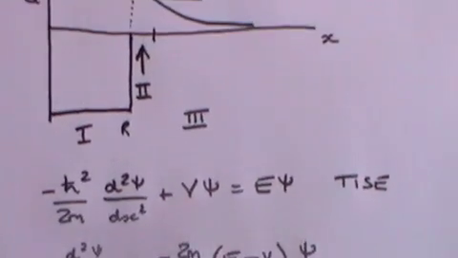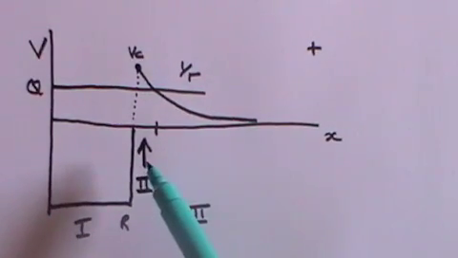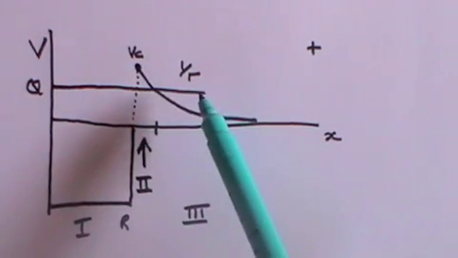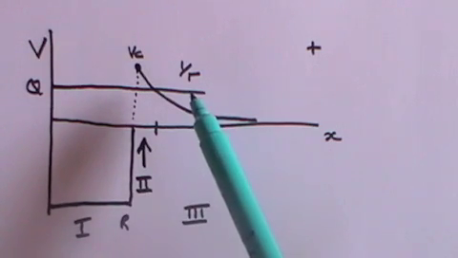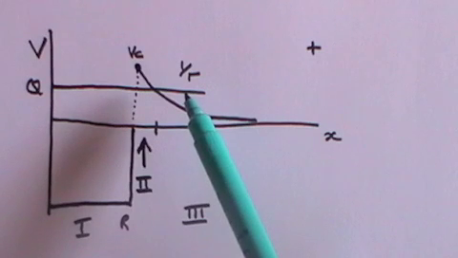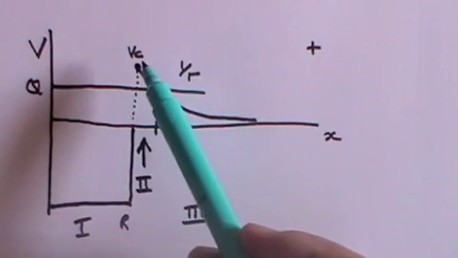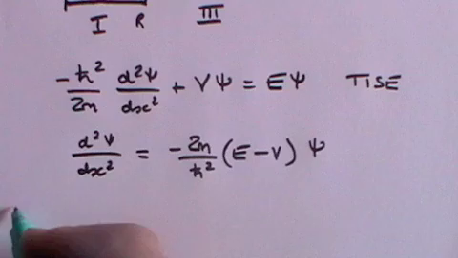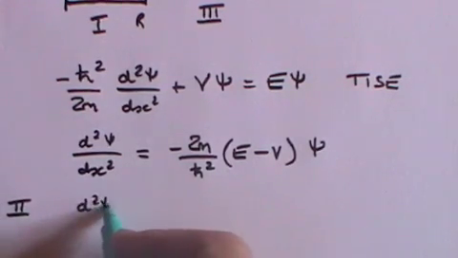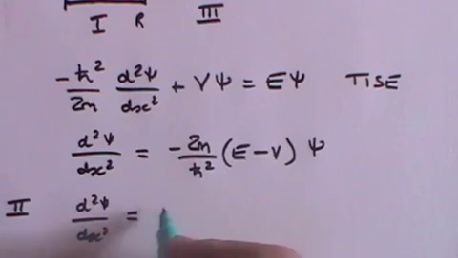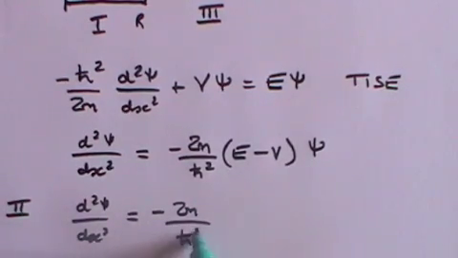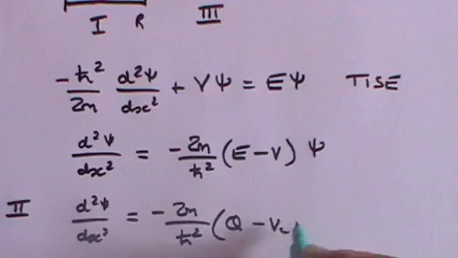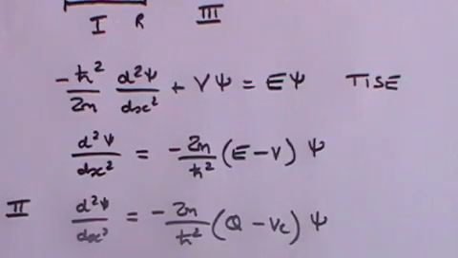Now for region 2, what is E? Well, E is the value of the energy of the alpha particle, which is Q. Okay, it's 98% of Q, but let's not trouble ourselves with that. It's pretty much Q. What is V? It's the value of the Coulomb potential, Vc. So for region 2, we can rewrite this equation as d2 psi by dx squared is equal to minus 2m over h bar squared into Q, because Q is now E, minus Vc times psi.